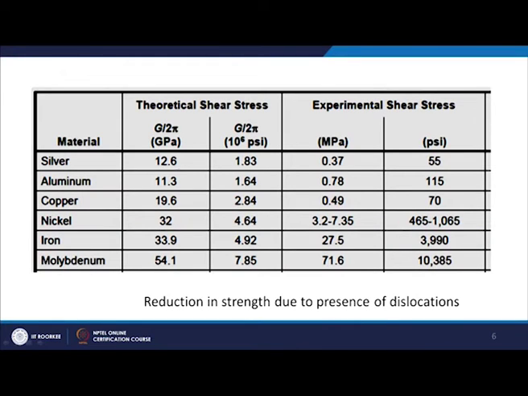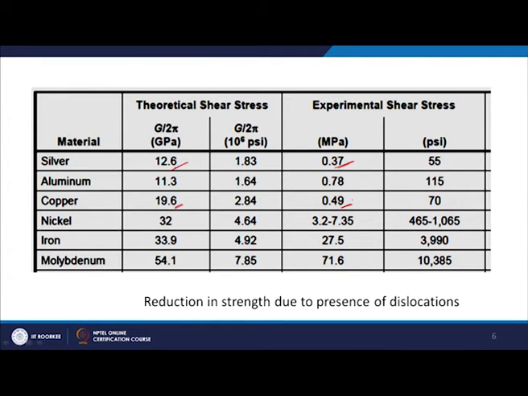Now, if you compare the theoretical strength with the experimental shear stress, for example for silver it is 12.6 gigapascal, but in experiments people found that it is only 0.37 megapascal. So there is almost a 3 or 4 order of magnitude difference. For copper it is 19.6, but experimentally it is only 0.49. So what is the reason for that?